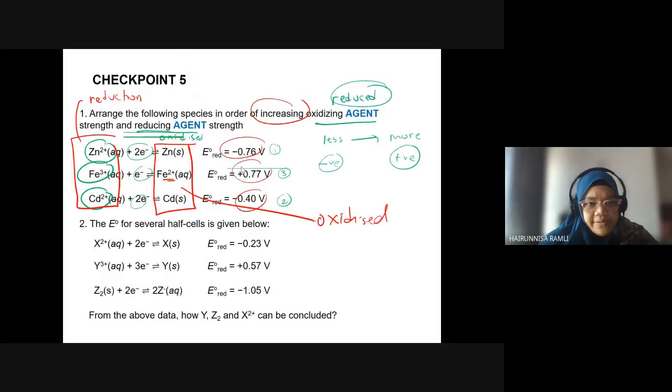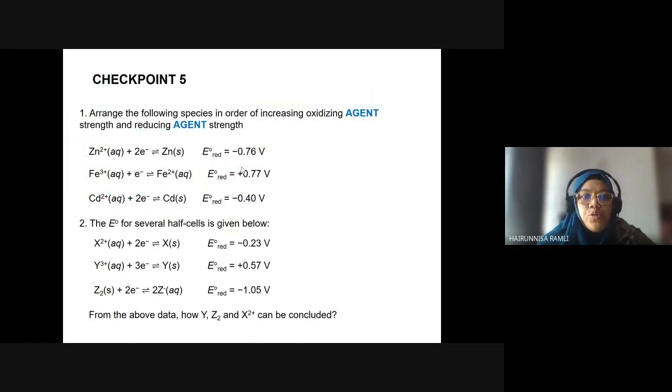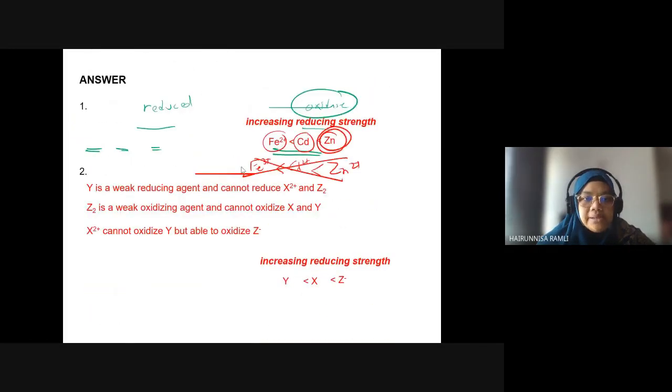The E note for several half cell is given below. Okay, ni dia bagi dalam tu X, Y, Z. From the above data, how can Y, Z2 and X2 plus be concluded? Okay, sebab soalan ni for me is too general kan. Susah nak explain. So, that's why saya fikir saya tunjuk je lah kat sini. Apa yang dia nak sebenarnya, you boleh explain.